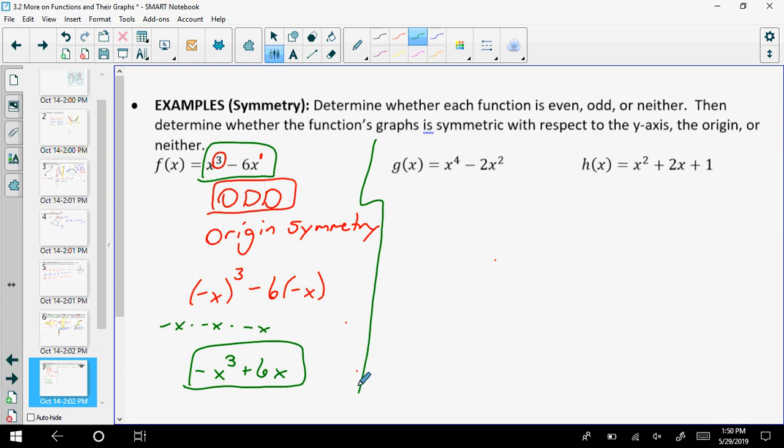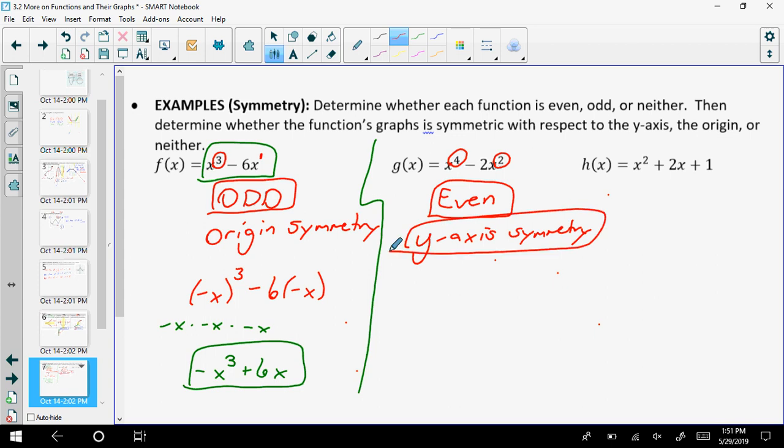The next one, if I want to use my shortcut, if I look at the highest exponents, or all the exponents, I should say, they're all even. So this is an even function, which according to my chart means it would have y-axis symmetry. If I wanted to double check this, watch what happens if I replace the x's with a negative x.